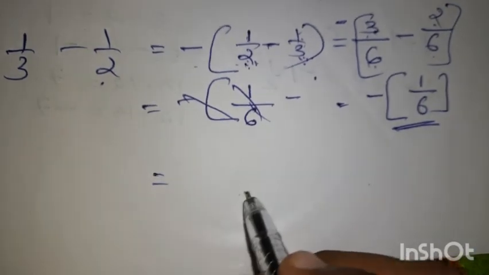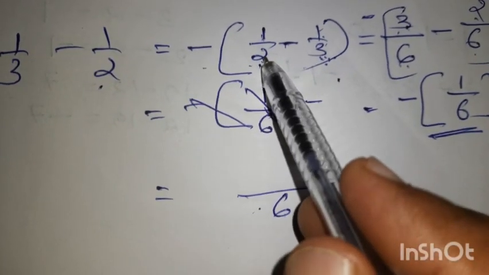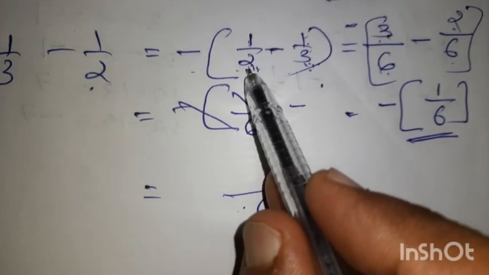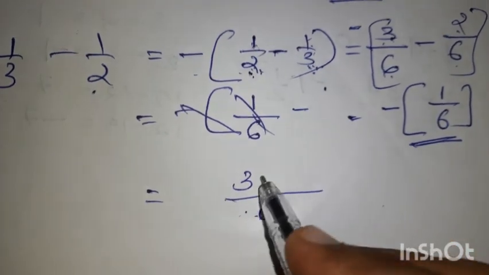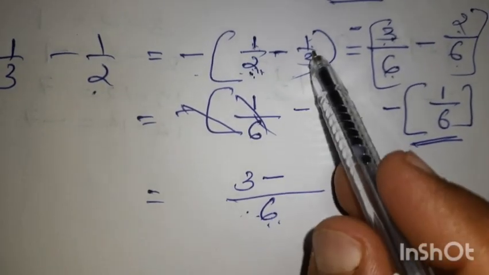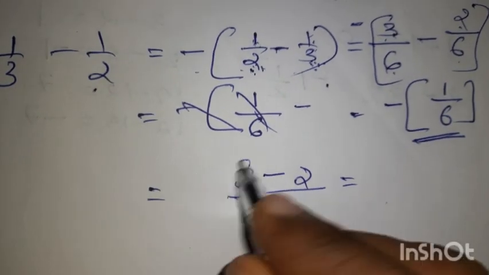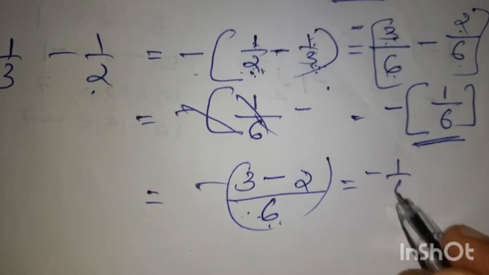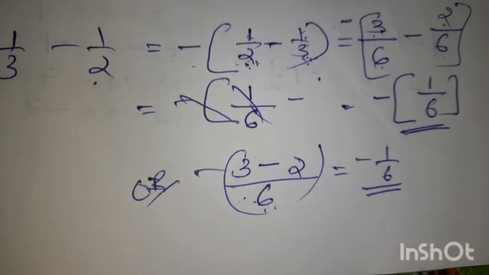Or you take the LCM as 6. 2 into 3 is 6. Then to get 6, at which number you have to multiply? 3. The same 3 you have to multiply with the numerator. 3 becomes 6. You have to multiply with the 2. The same 2 you have to multiply with the numerator. So 3 minus 2, it is 1 by 6. Okay. Any one you have to use it.